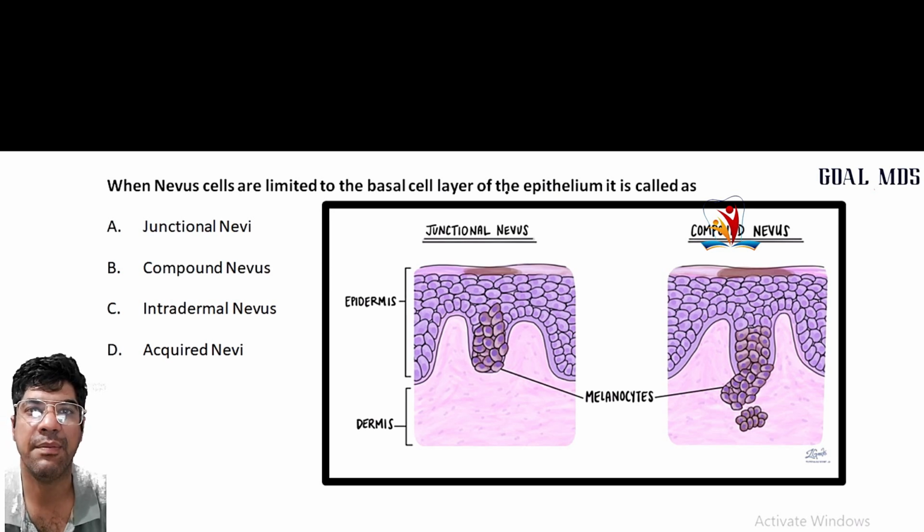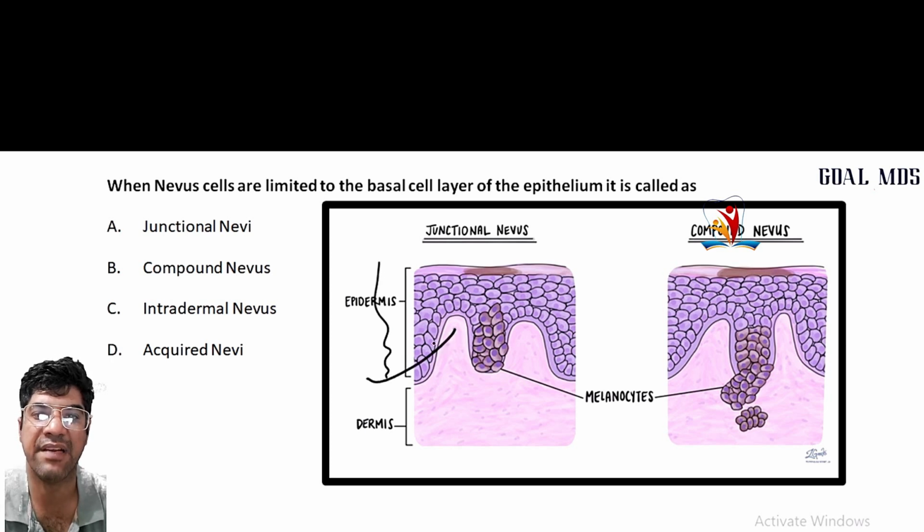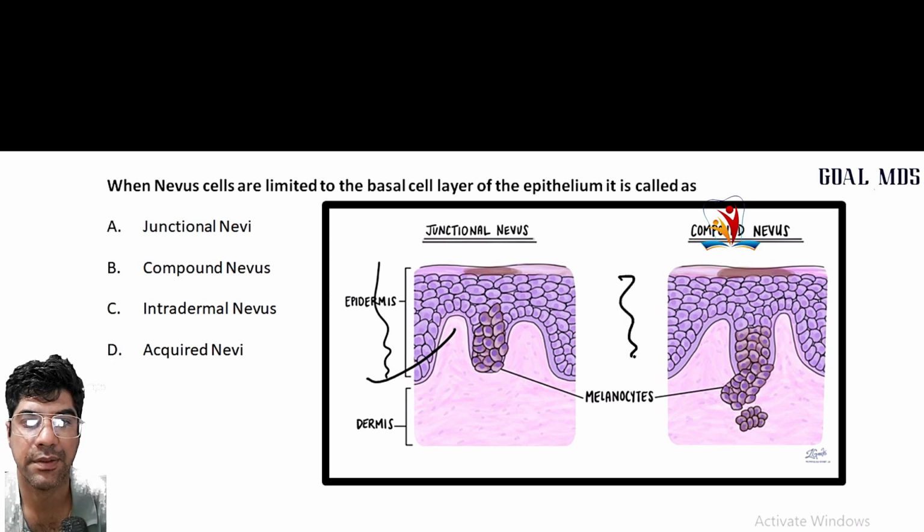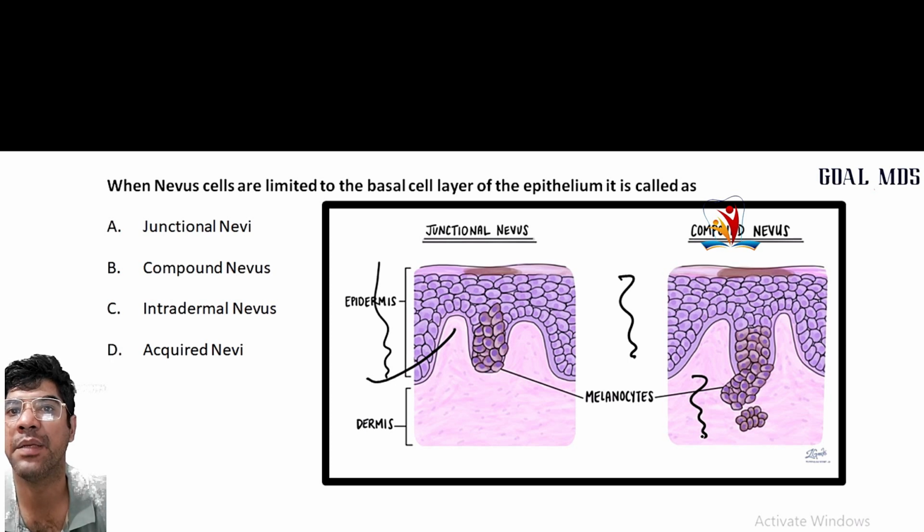So when the nevus cells are limited to the basal cell layer of the epithelium, it is a junctional nevus. Junctional nevi consist of nevus cells within the basal layer of the epidermis. The compound nevus is present in both the epidermis as well as the dermis. The intradermal nevus is entirely within the dermis.